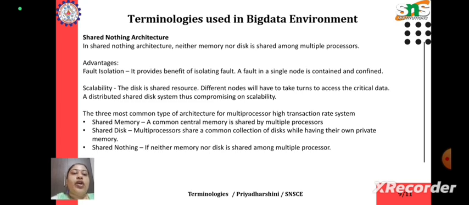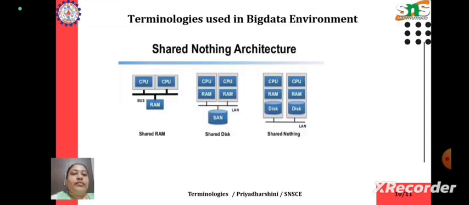The three most common types of architecture for multiprocessor high transaction rate systems are: shared memory, where a common central memory is shared by multiple processors; shared disk, where multiple processors share a common collection of disks while having their own private memory; and shared nothing, where neither memory nor disk is shared among multiple processors. The first diagram is shared memory, the second diagram shows the shared disk architecture, and the final one is shared nothing architecture.